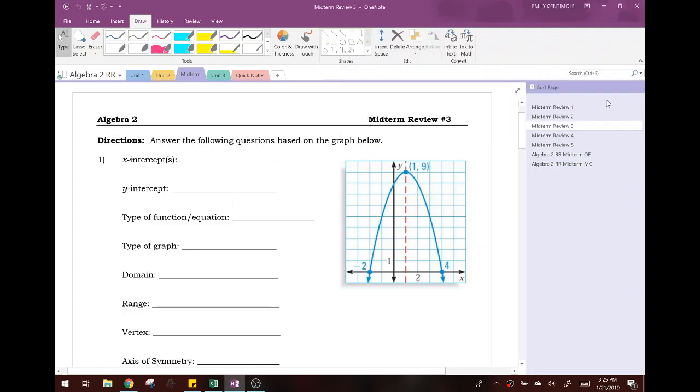I'm going to go through a video today on midterm review number 3. This is going to help us review quadratic functions and graphs. So let's start with this one right here. What I'm looking at is a parabola, and the first question is asking me for the x-intercept.